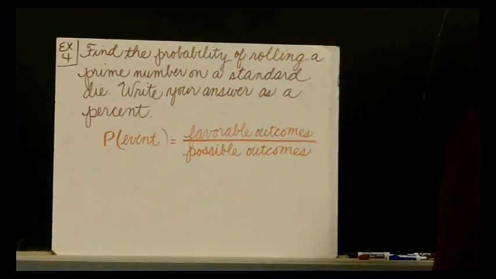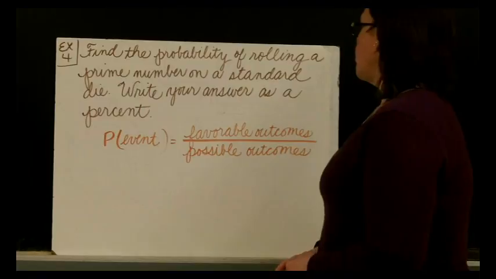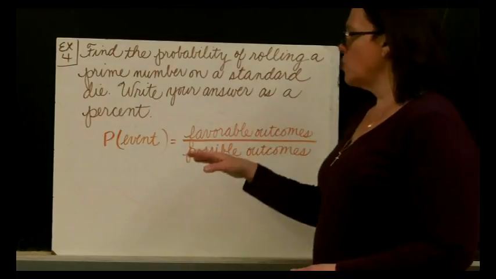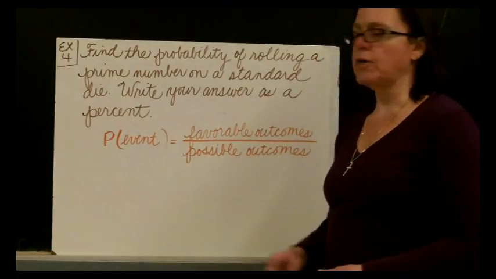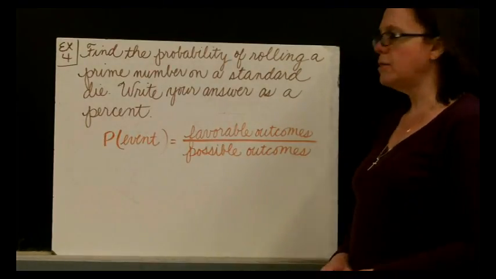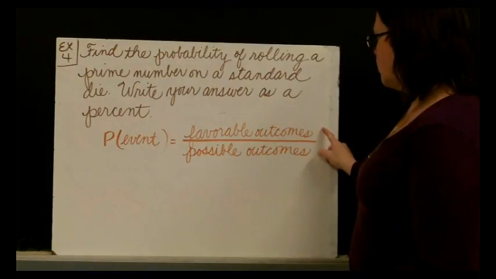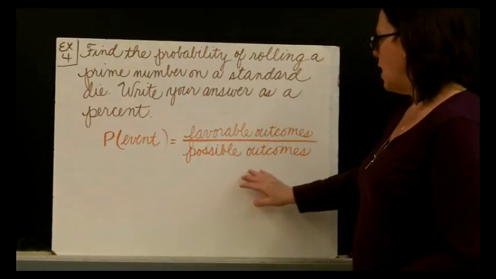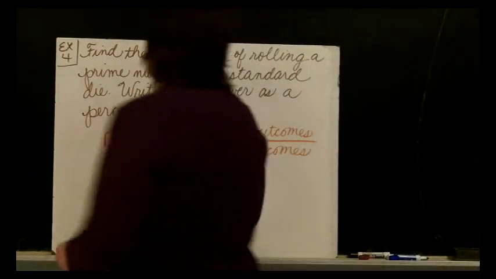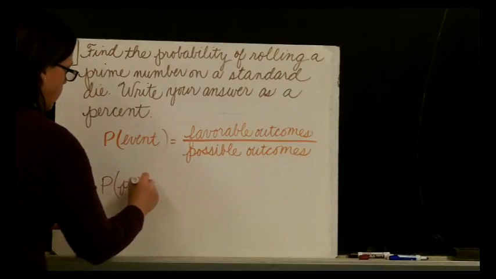And now for our last example. Find the probability of rolling a prime number on a standard die, and then write your answer as a percent. Even though this was just the one lesson prior to this new one, I wanted to remind you of the formula that we use in finding the probability of an event. We set up a ratio, and in our numerator we write the favorable outcomes given our events, and that gets compared to possible outcomes. So what we're looking at here is the possibility of rolling a prime number.